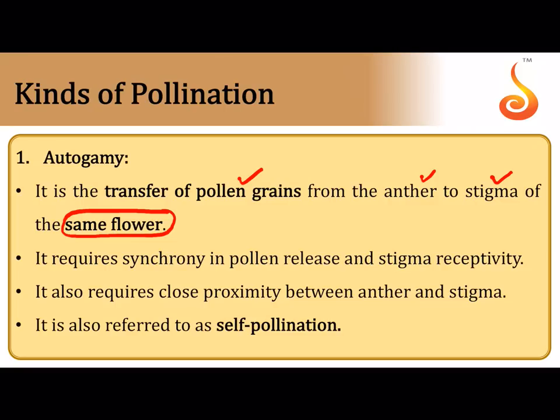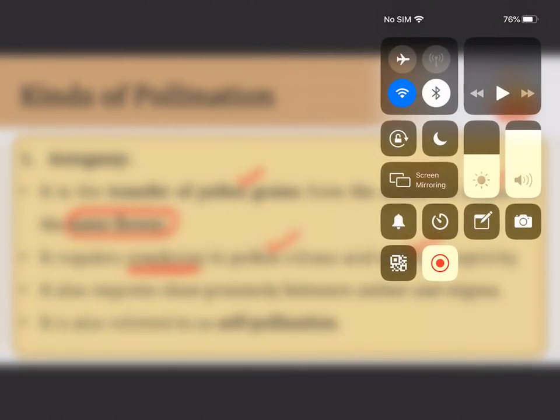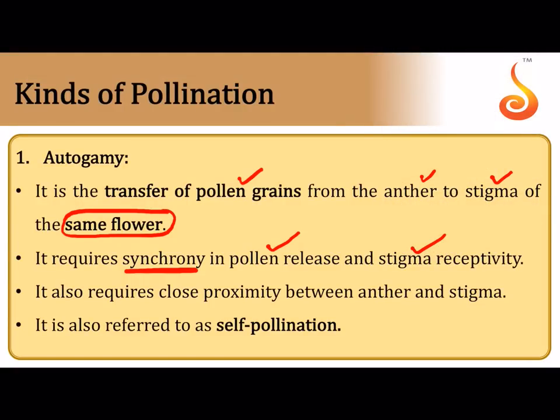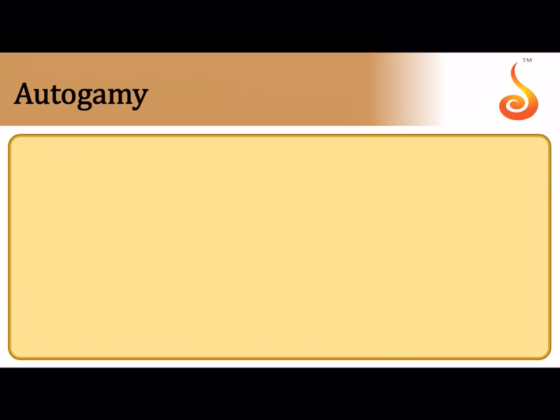For this, what is required? The time at which the pollen is released from the anther and the time at which the stigma becomes mature should be the same. There should be a synchrony between the release of the pollen as well as the receptivity of the stigma. And also the stigma and the anther should be very close to each other. There should be a close proximity between the stigma and the anther. And because it is happening within the same flower, we can call this process self-pollination.